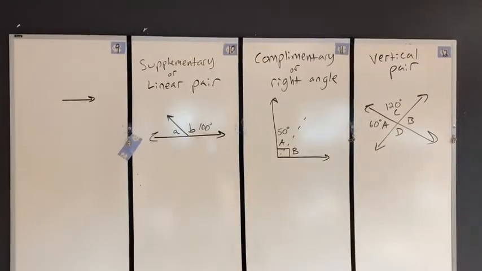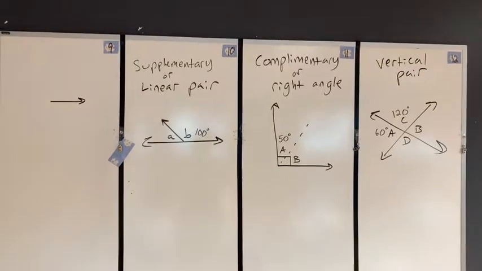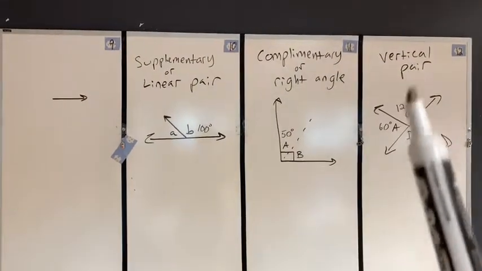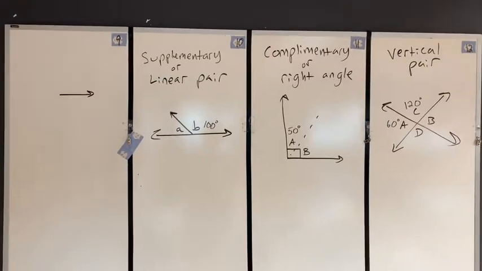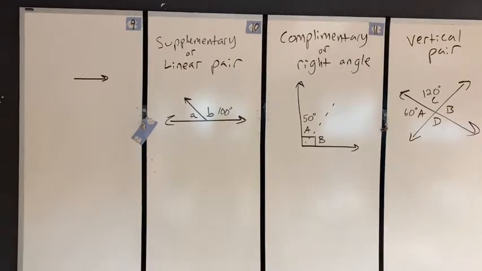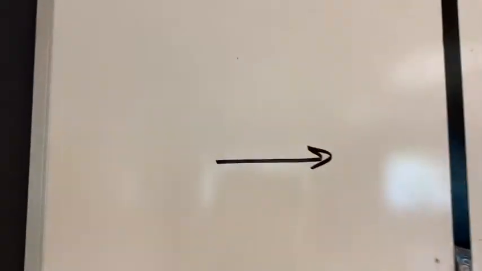All right, today we're going to start the basics of angles. These three ideas here, the supplementary or linear pair, complementary and vertical pair, are going to be our three most foundational angle relationships that we're going to see over and over, always and forever in your life of geometry. But first, let's make sure we understand what an angle is.